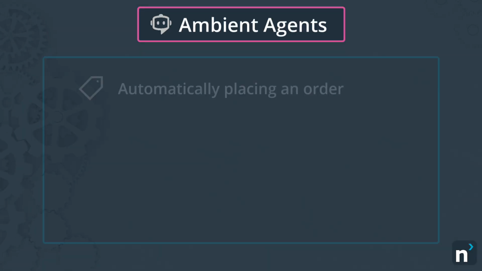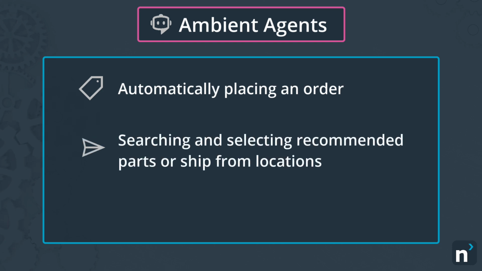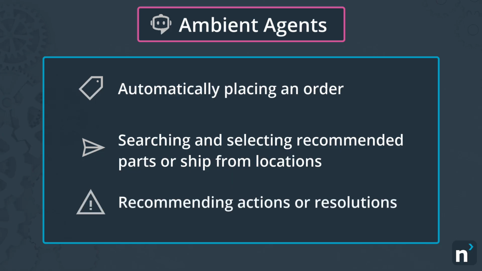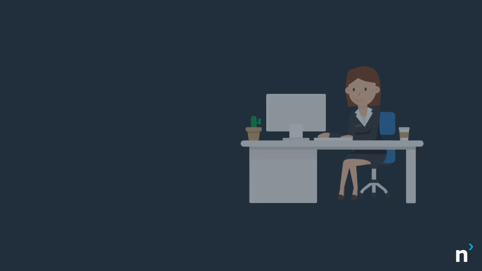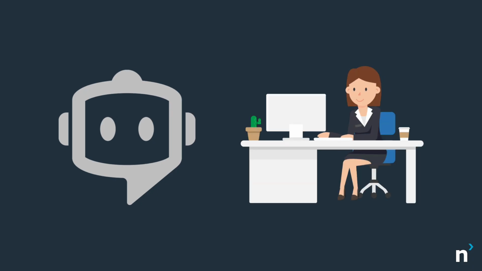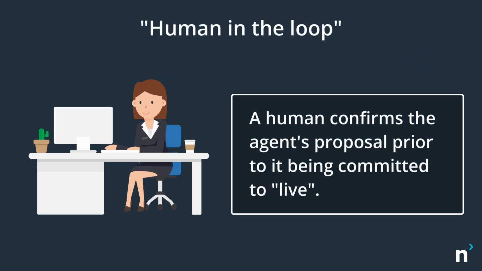For example, automatically placing an order when inventory runs low, searching and selecting recommended parts or ship from locations when inventory is unavailable, or recommending actions or resolutions when errors or conflicts arise. A user doesn't need a conversation to start the process, but the agent still checks with the user before making any final changes. This is an example of human in the loop, where a human confirms the agent's proposal prior to it being committed to live.